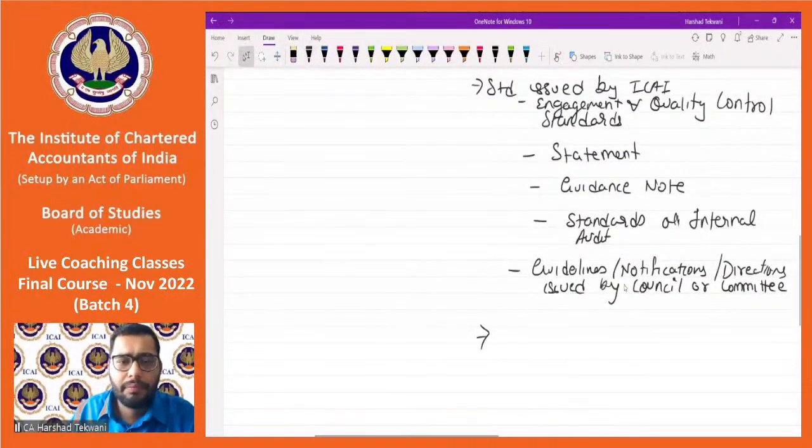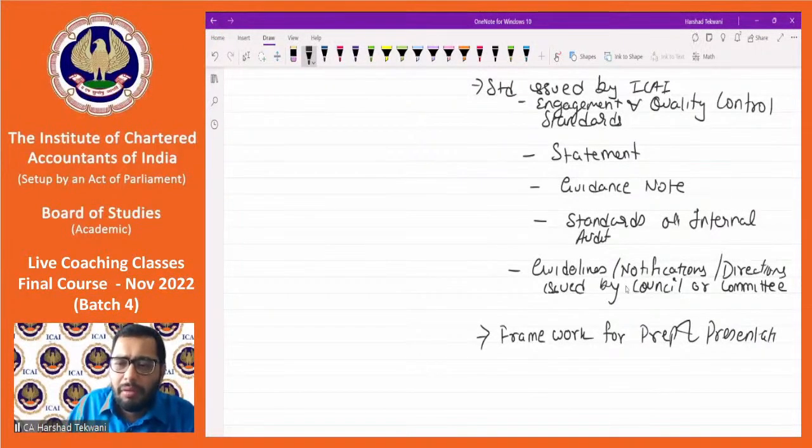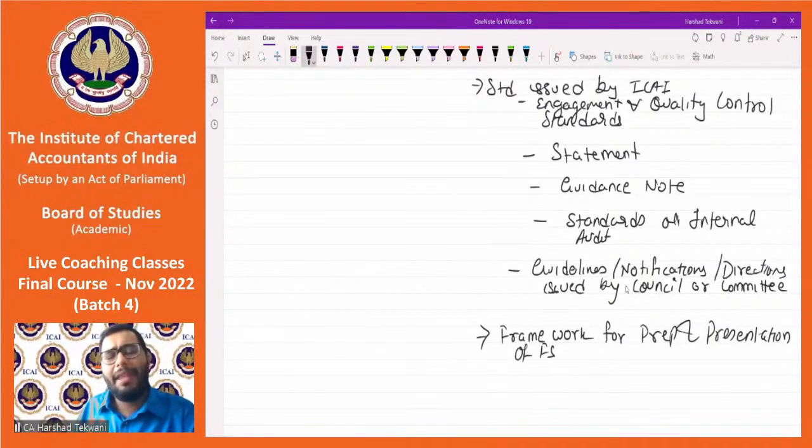Then framework for preparation and presentation of financial statements. Remember, there is a framework provided, like in India also there is a framework provided, for AS also there is a framework provided, before the start of any of the standards.